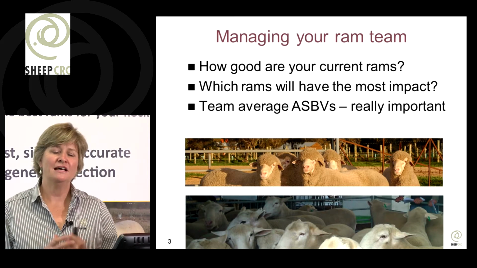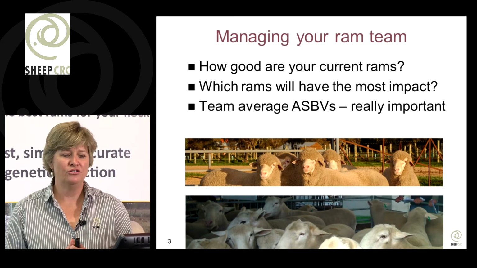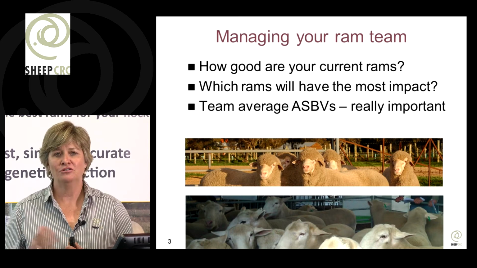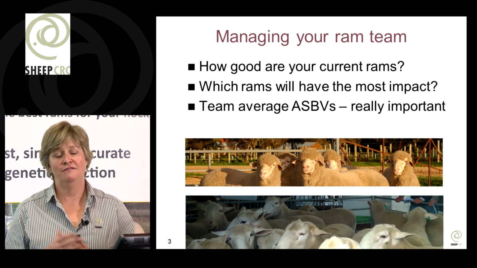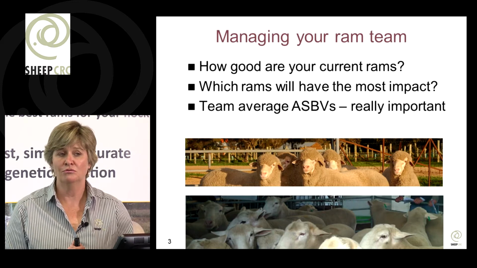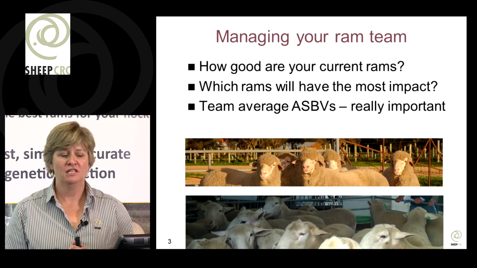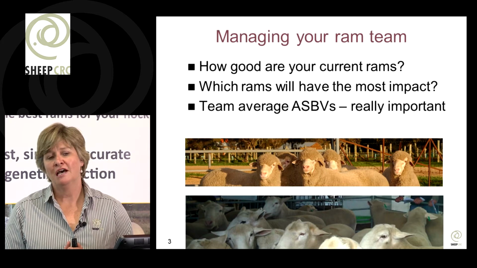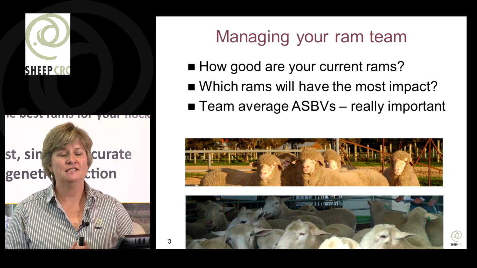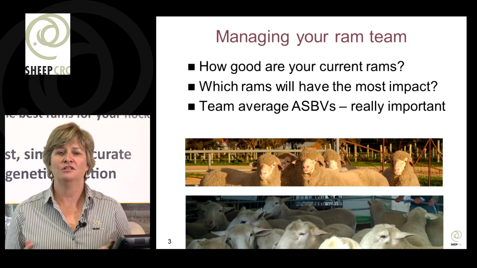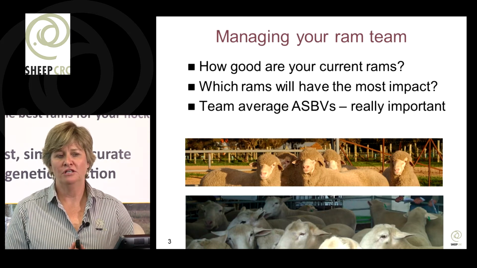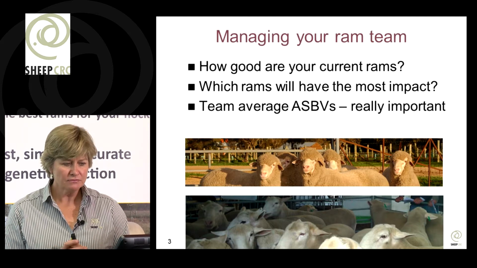So one of the first questions it's very important to ask in terms of assessing the performance of your flock is, how good is the current team of RAMs that you have at home? And are they having the right impact in terms of taking you in the direction you want with your business? It might be to improve fleece weight or weight traits, or to improve fertility, etc. And one of the really important metrics we can calculate for a commercial flock is the team average of the current RAMs that you have on the property. And that's a really important benchmark for guiding future RAM purchases.